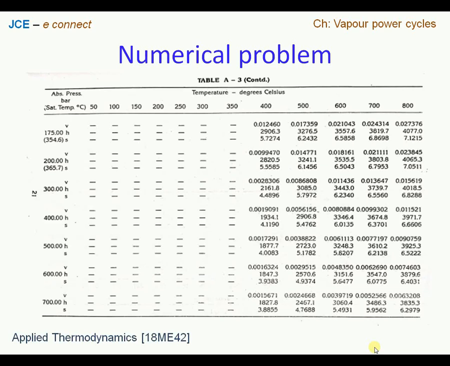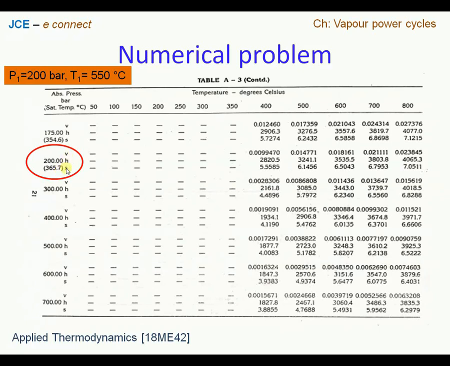So here we are referring to the superheated tables, table number A3, page number 21. On the first column we have a list of pressures, and in brackets is the saturation temperature corresponding to each pressure. We see that 200 bar pressure is shown here because state point 1 is at 200 bar and a temperature of 550 degrees Celsius. Therefore we focus on 200 bar, and the corresponding saturation temperature is 365.7 degrees Celsius.